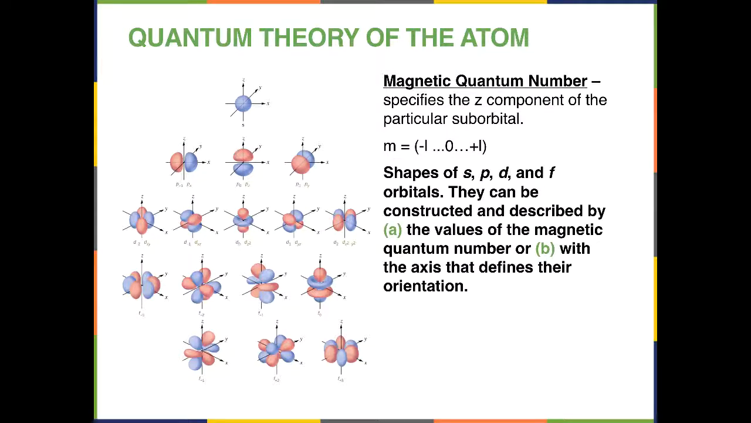The shapes of s, p, d, and f orbitals can be constructed and described by the value of the magnetic quantum number or with the axis that defines their orientation. So if the magnetic quantum number is 0, that defines it. Or you can say pz, that also defines it. Or p1 defines this one, or py defines it, etc.